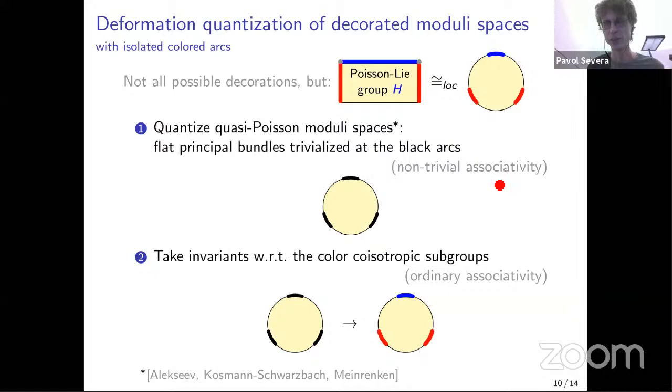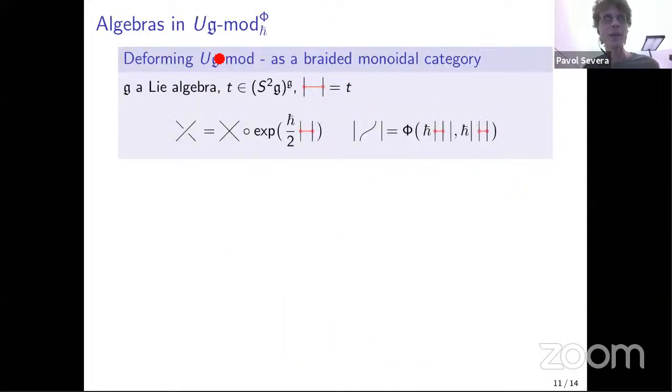So now, let me tell you where exactly we are quantizing, and what this non-trivial associativity means. Sorry for going back to categories after this little bit of geometry. But it's basically the most standard braided monoidal category which one can meet in this context, which was again introduced by Drinfeld. So the category is simply the category of representations of G, but with a new braiding and also a new associativity constraint.